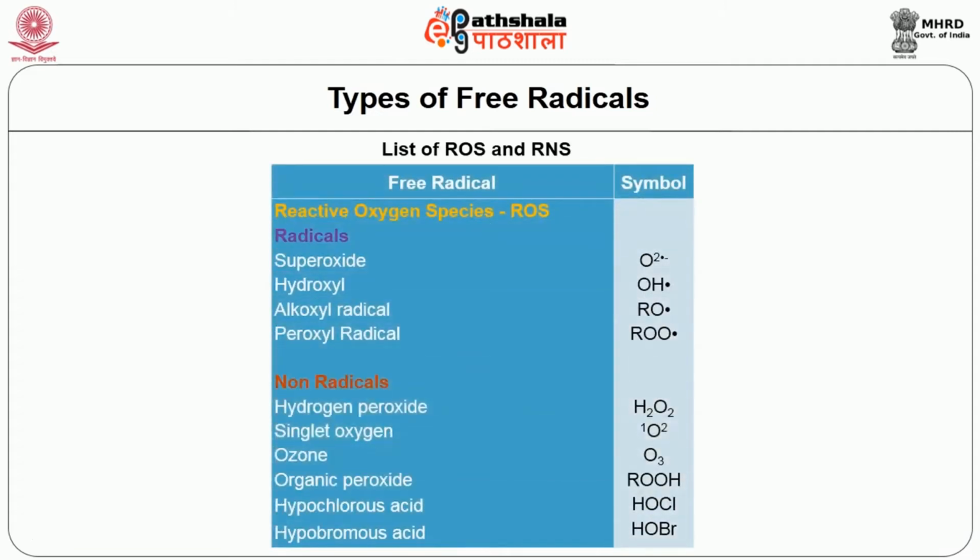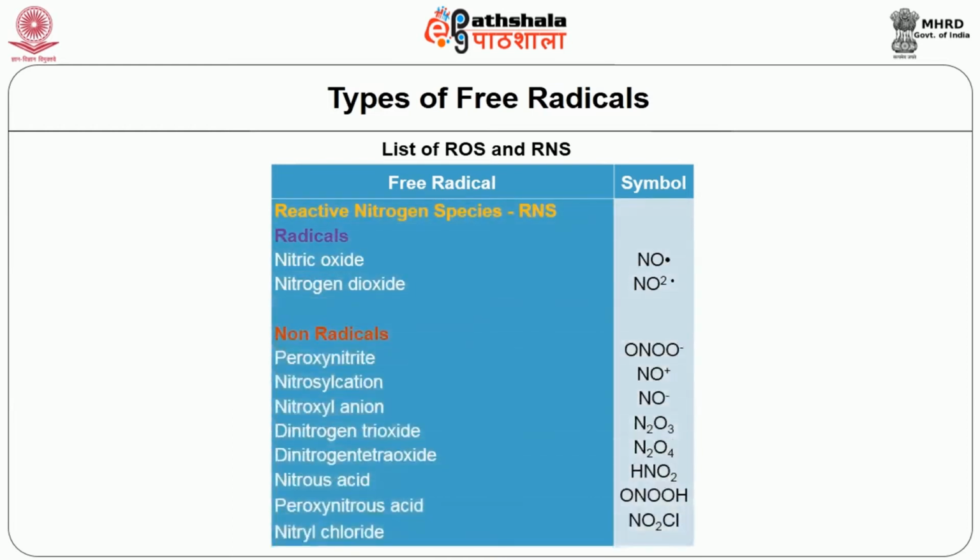These are some of the reactive oxygen species and reactive nitrogen species. In both cases, we have radicals and non-radicals. Under reactive oxygen species radicals come superoxide, hydroxyl, alkoxyl radical and peroxyl radical. Under non-radicals come hydrogen peroxide, singlet oxygen, ozone, organic peroxide, hypochlorous acid and hypobromous acid.